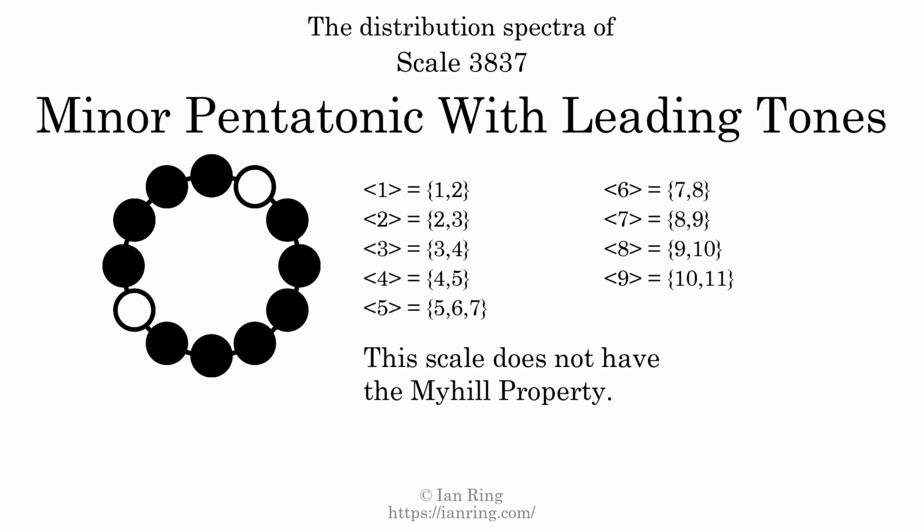If every spectrum has exactly 2 specific intervals, we call that the Myhill property. This scale does not have the Myhill property. Since the generic interval ranges do not overlap, this scale is proper. But it is not strictly proper because some specific intervals appear in more than one spectrum.